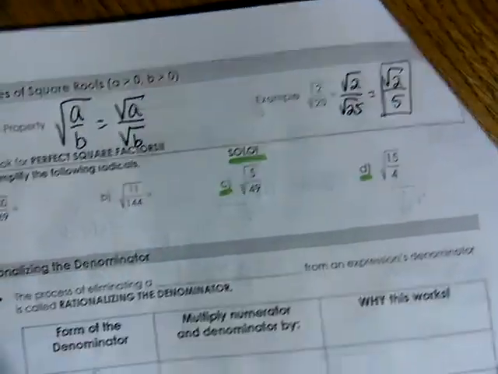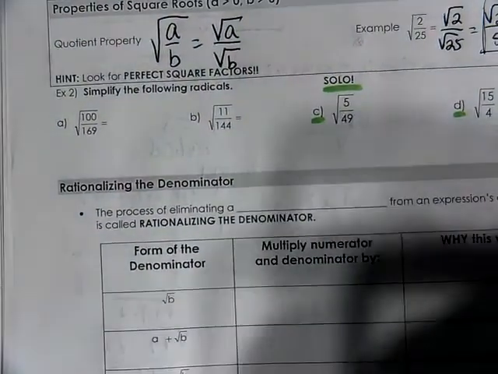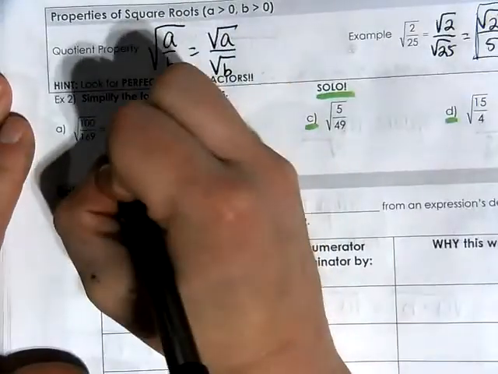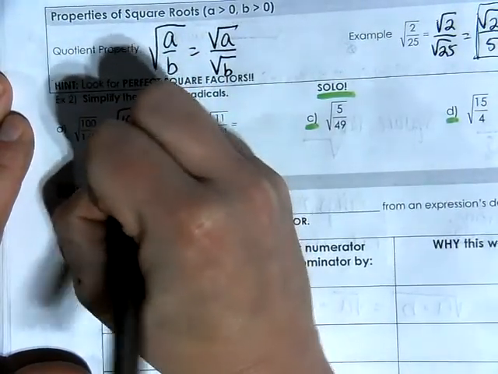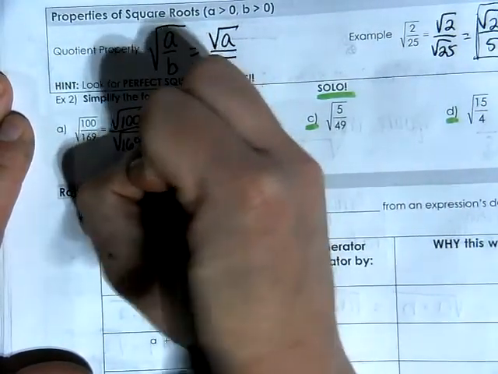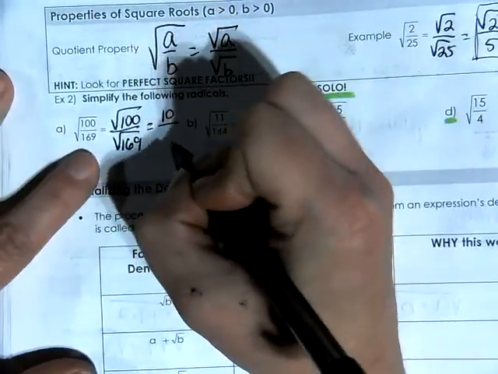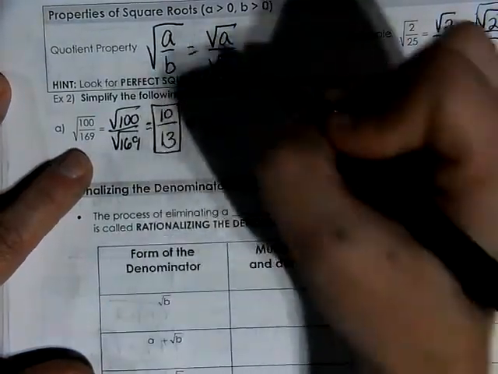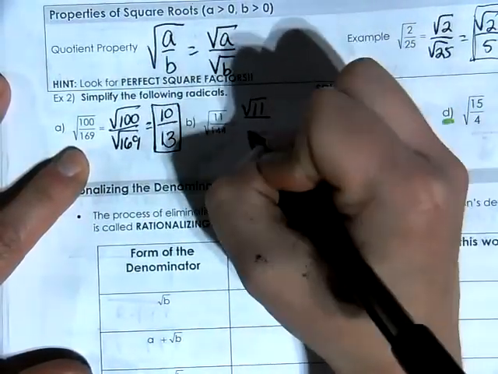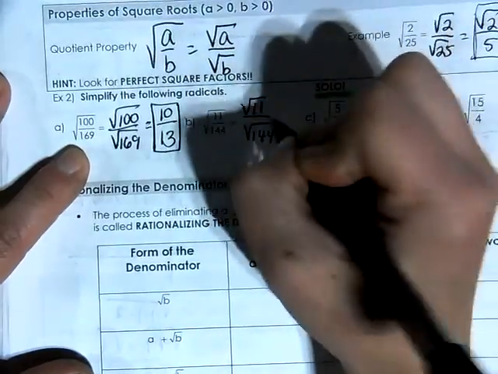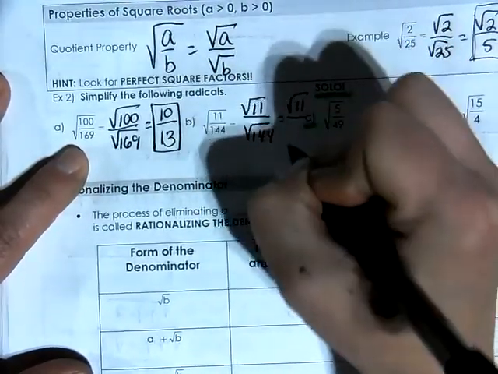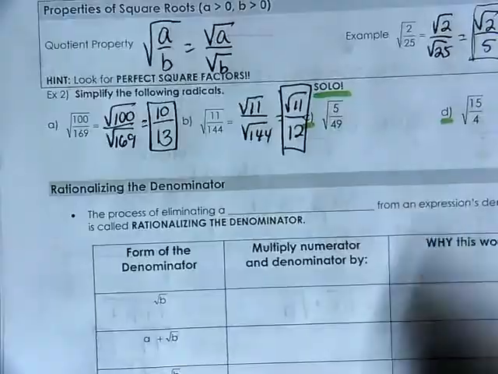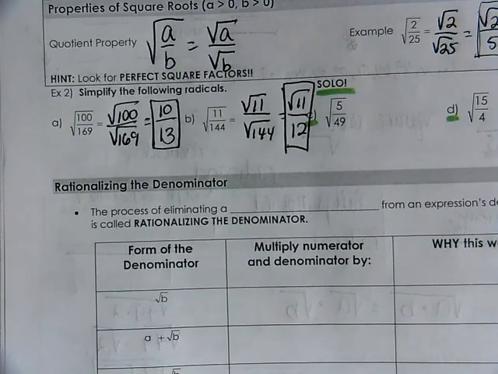So let's go ahead and look at example number 2. If there exists a relationship, you would simplify those numbers, but in this case, we're just going to take the square root of the numerator and divide it by the square root of the denominator. The square root of 100 is 10, and the square root of 169 is 13, so my answer is 10 over 13. For letter B, I'm going to take the square root of 11 and divide it by the square root of 144. This is equal to the square root of 11 divided by the number 12. And that is simply our answer. Please go ahead and do C and D on your own.